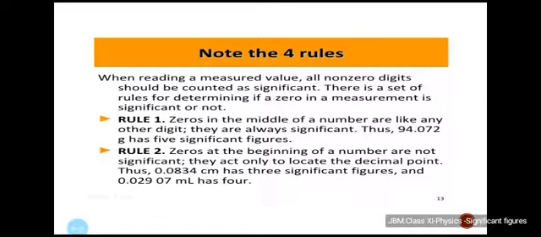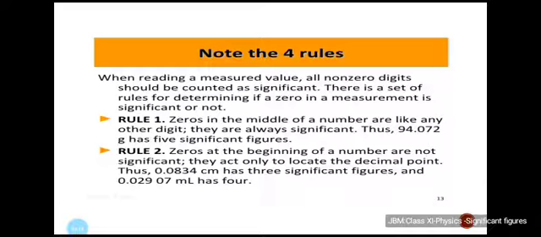If we take a value x equal to 189, how many significant figures are there? There are 3 significant figures. All zeros occurring between two non-zero digits are significant. Zeros in the middle of a number are like any other digit. They are always significant. Thus, 94.072 has 5 significant figures. For example, if x is equal to 1007, then how many significant figures are there? There are 4 significant figures.